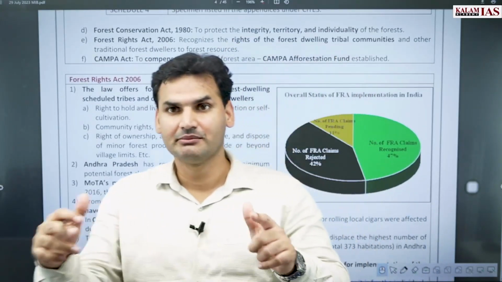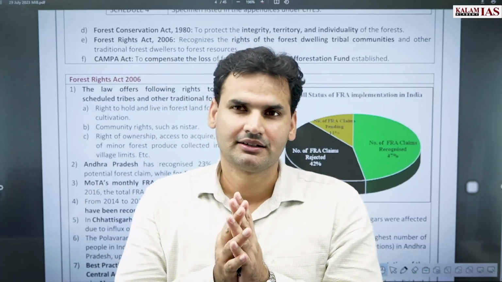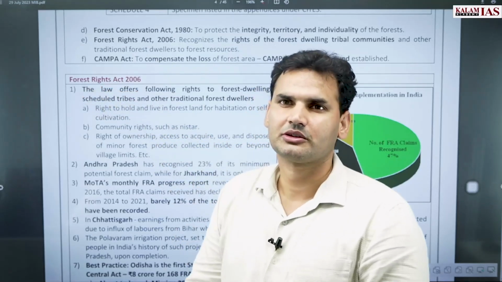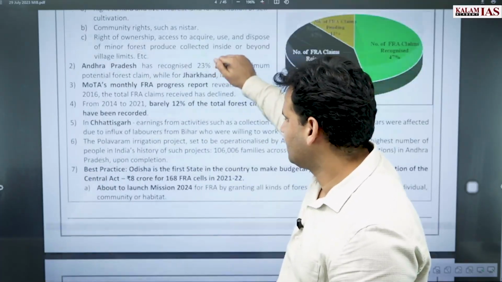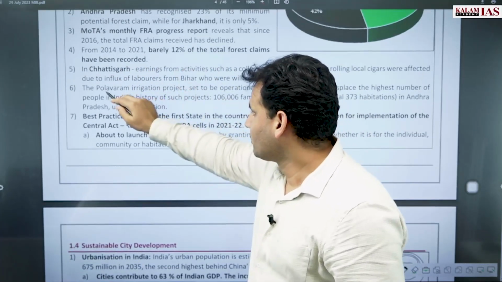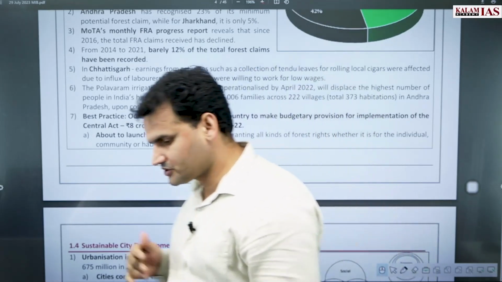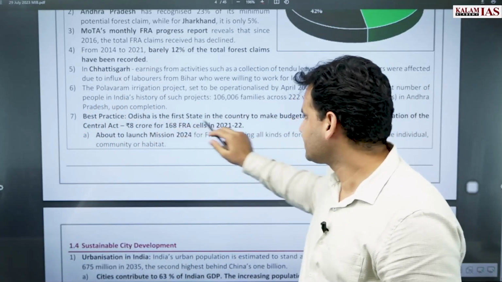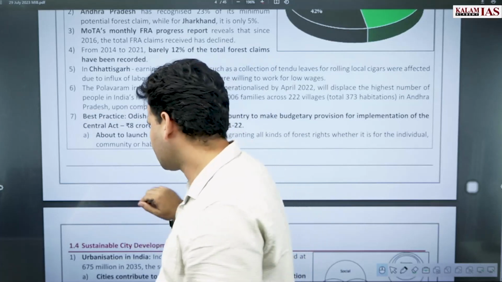And forest and tribals, these are intricately linked. You cannot separate them. So that is why what we have is Forest Rights Act. Year is 2006, and ministry is Ministry of Tribal Affairs. आप सभी ने ये पढ़ा होगा. And you can quote this case study, that Polavaram irrigation project. It is India's biggest project in terms of rehabilitation. And Odisha is the first state of the country to make budgetary provisions for the implementation of the Central Act.